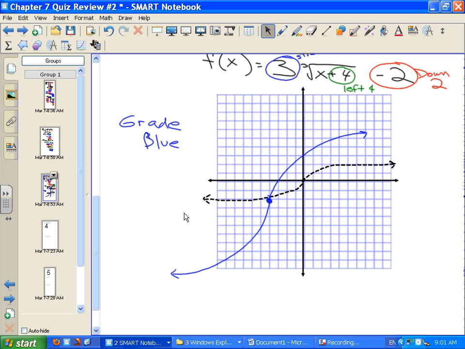Most of you guys, you don't need this crutch like I do. Most of you just kind of graph it, either that or you move the things around and then erase the ones that you don't want me to grade. Either way.